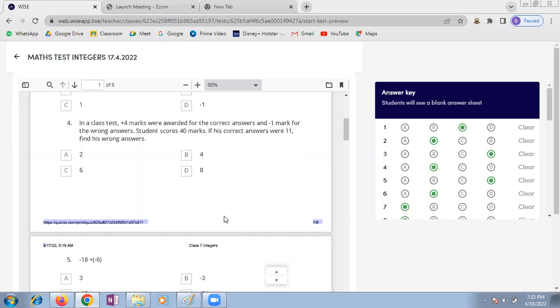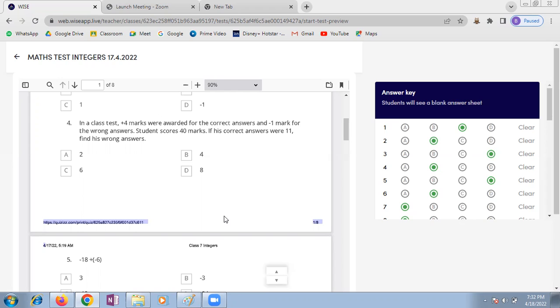Very good, very good. Why 4 into 11 should we do, children? Javali, please respond. Yes, ma'am. There are 11 correct answers, so 4 into 11. Wait, Rishikesh, let her speak. Everyone will get the chance. Because 4 into 11 gives 40. 4 into 11 gives?